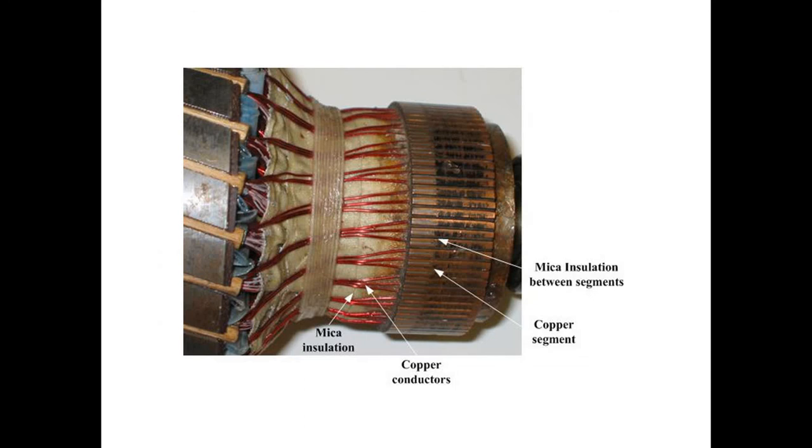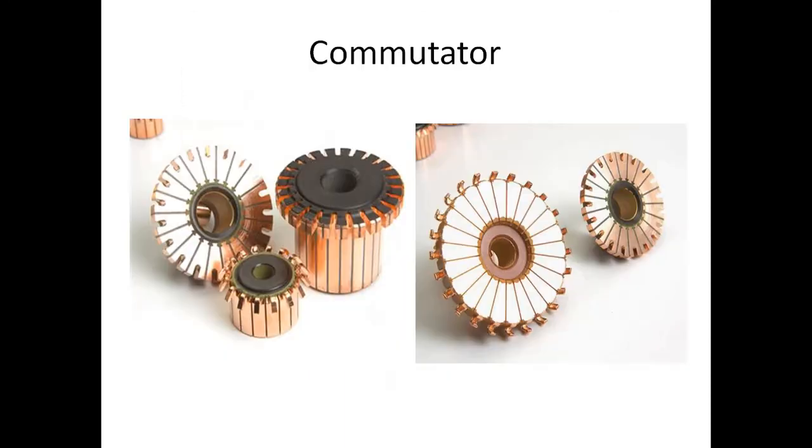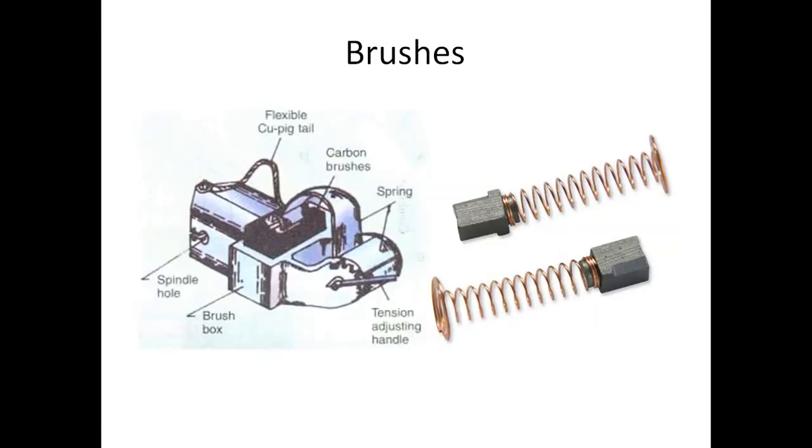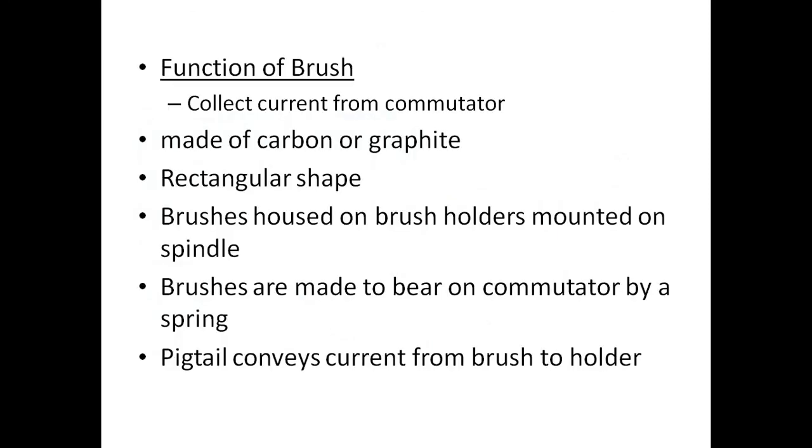This diagram represents the commutator winding: mica separates the coils, then the copper conductor, then the copper segment, then mica insulation between segments. The next, different types of commutator segments. Next, brushes, and then the function of the brush.